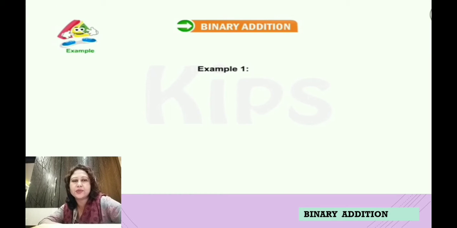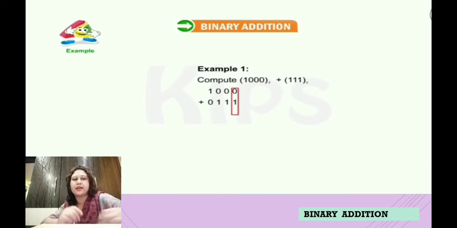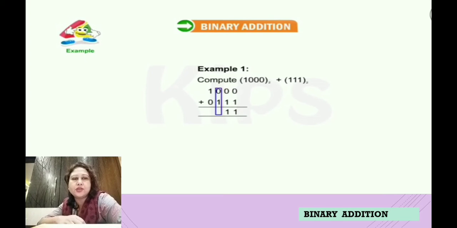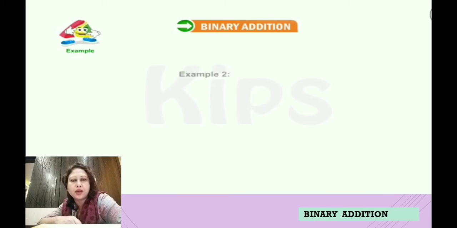So let us understand this with the help of an example. We have to add 100 and 11. So let's see. We'll place 100, and you can see there are only 3 digits in 11, so we'll put a 0 on the left side. So 0 plus 1 equals 1. Again 0 plus 1 equals 1. Again 0 plus 1 equals 1. Again 1 plus 0 equals 1. So the output is what? 1 1 1 1.